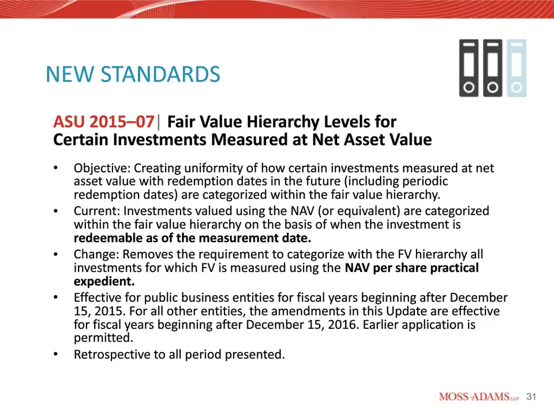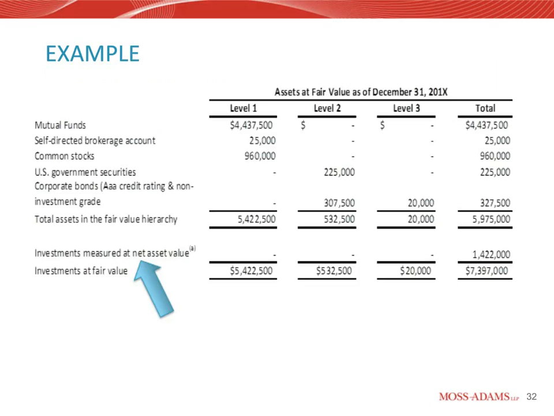We have a sample here of what the change might look like when you do implement the standard. You'll see the mutual funds and the brokerage accounts and common stocks are classified by level, but there will be a line down at the bottom or somewhere in your table that shows investments measured at net asset value. And you'll notice there is not an amount in the leveling columns, but there is one in the total, so this footnote will still tie back to your total investments.